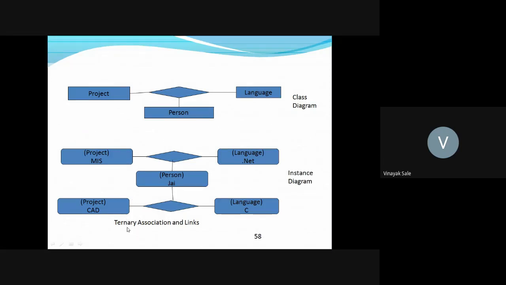This is ternary association and links. A ternary association is indicated by the shape of a diamond or small rhombus. Here there are three classes: project, person, and language. This is the class diagram, and below it is the object diagram of that class diagram.